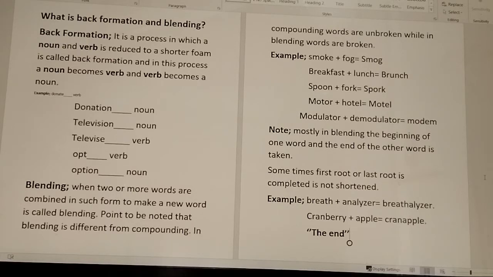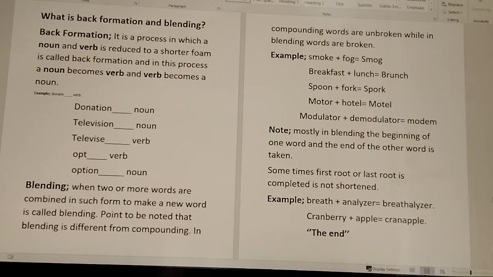Now, what is back formation? It is a process in which a noun or verb is reduced to a shorter form, and this is called back formation. In this process, a noun becomes a verb and a verb becomes a noun. Now, the first example, like donate. Donate was a verb, now it became donation, so it became a noun.